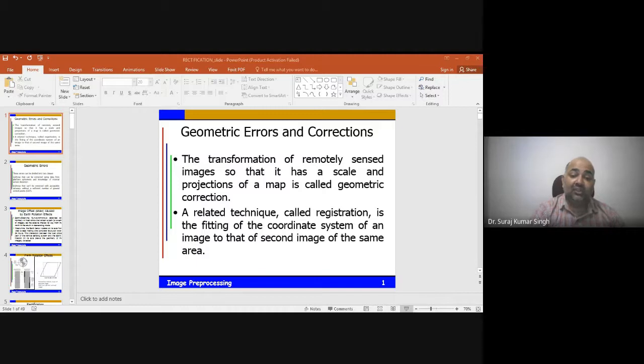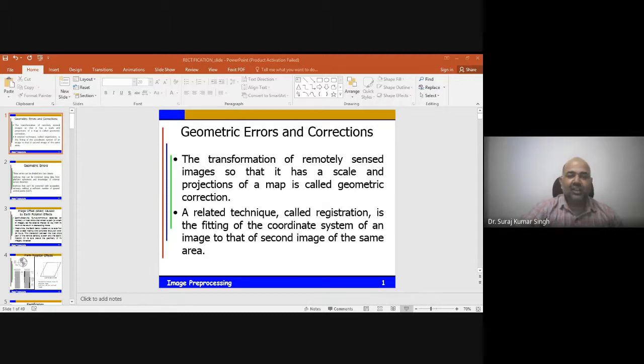So the degree of complexity of the polynomial is expressed as the order of the polynomial. The higher the complexity, the higher the order. The higher the order, the more ground control points you have to provide to the system, and then the system will perform the geo-rectification process on the basis of those ground control points. So order is simply the highest exponent used in the polynomial.